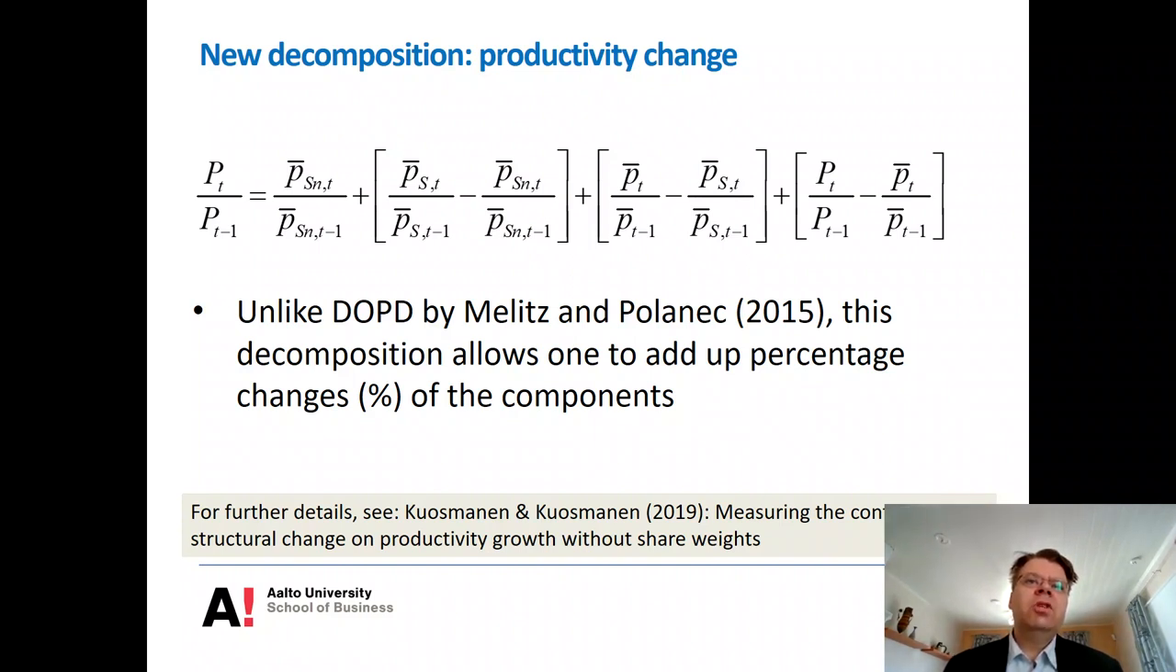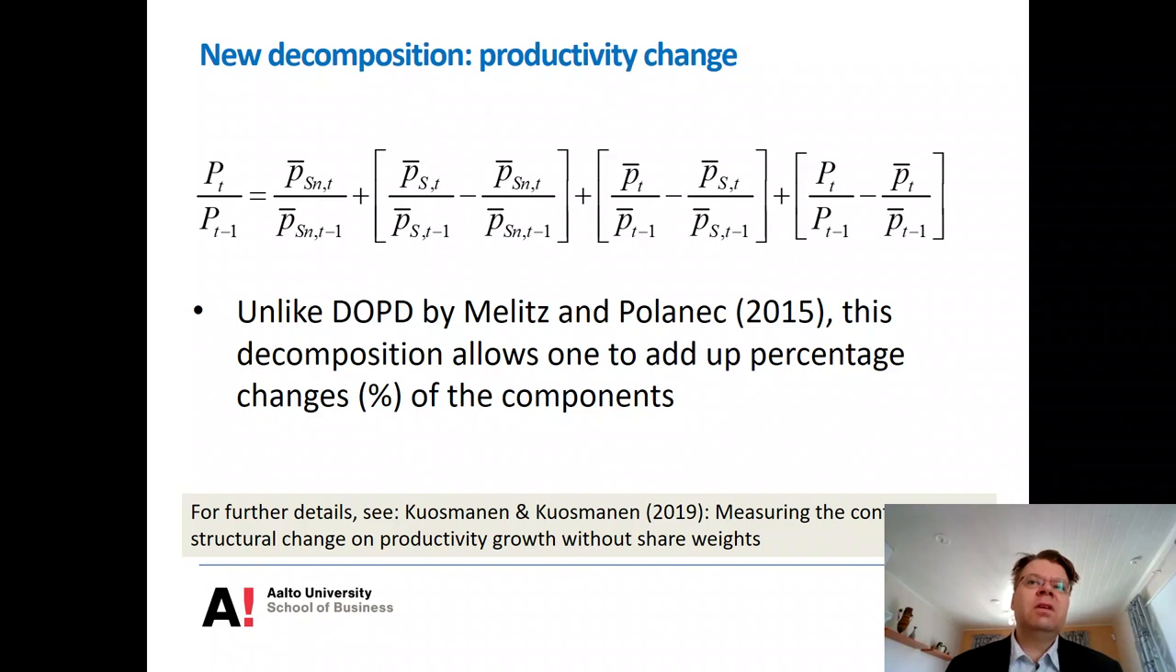The suggestion of Melitz and Polanec doesn't immediately have this kind of interpretation. I do not want to say that it's not possible to extend decompositions based on share weights to have percentage changes, but at least it's not so immediately obvious as in the case of our residual based decomposition. And ultimately, of course, the use of the residual is very much in line with Solow's idea to measure productivity as a residual. If productivity as a whole is a residual, the unexplained part of economic growth, then it should be perfectly valid to measure these individual subcomponents of structural change also as a residual.